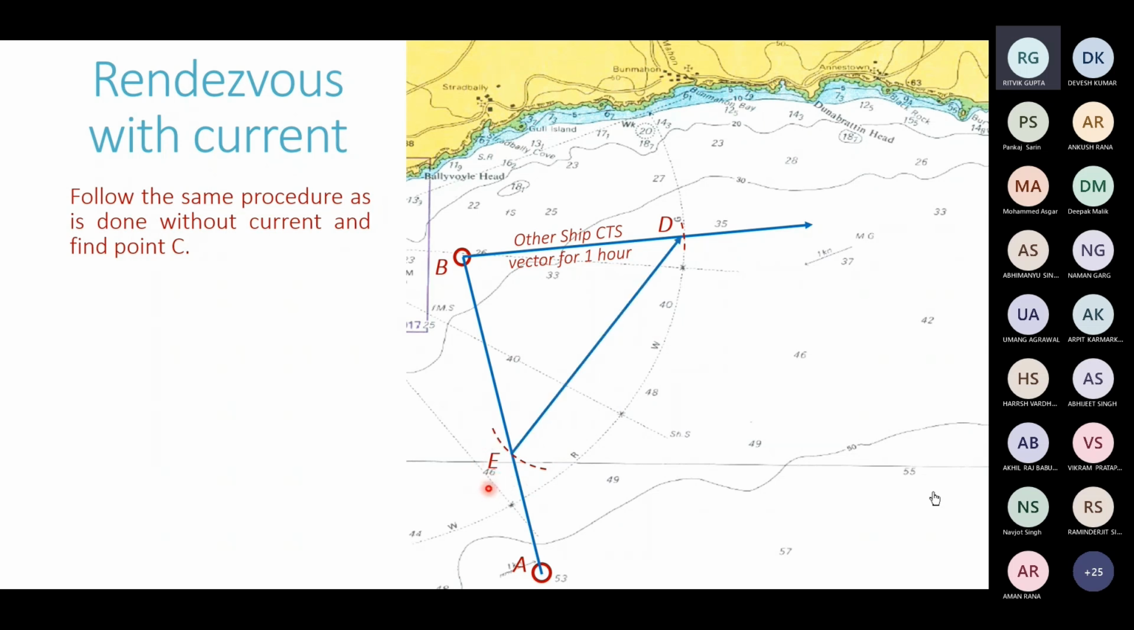Now we join Echo Delta, and this Echo Delta gives us the own ship course to steer vector for 1 hour. Now we transfer this line Echo Delta to point A, and this meets up with the target or other ship.